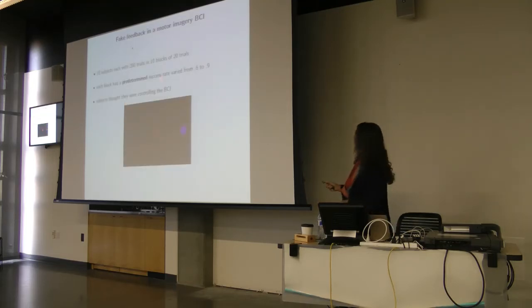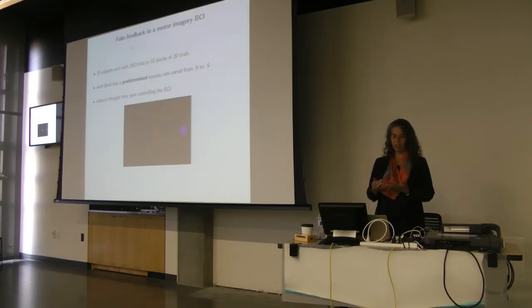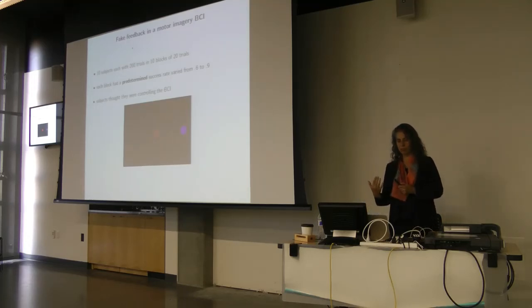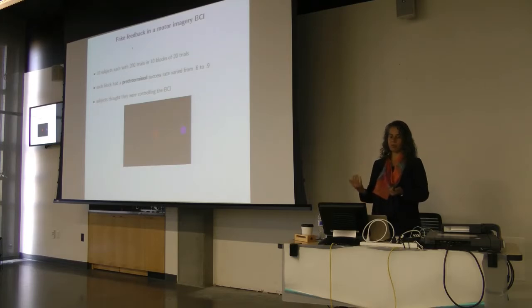So we set up a system where we had 10 subjects, each with 200 trials and 10 blocks of 20 trials. And we made it, we call it fake online. So each block had a predetermined success rate, which varied from 60% to 90%.